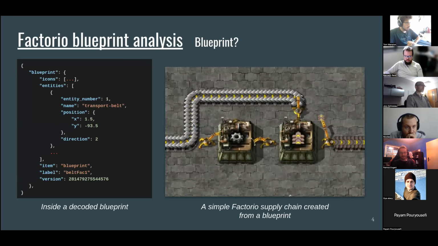So what is a blueprint? A blueprint is something that a player can make in the game. So for example, here in the game, he can create a factory, then copy paste it and export it in a string, in a text format. This text can be decoded into a JSON, and that's basically what the game does. You can see on the left an example of a blueprint. It's basically a list of entities with their coordinates and directions, and that's enough for the game to place it back on another world.